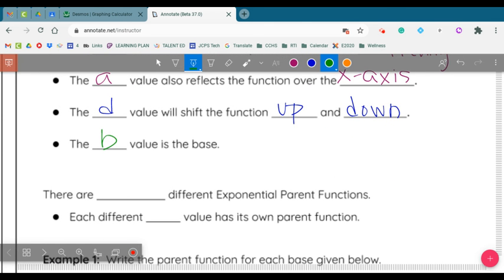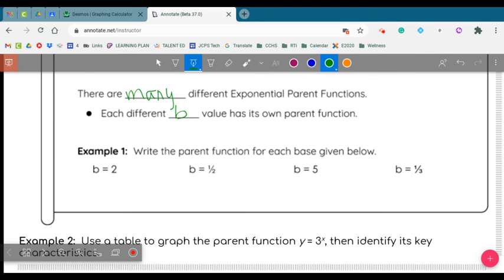So there are many different exponential parent functions. So like quadratic, our parent function is x squared. Well, we're exponential, whatever our base is, each base has a different parent function. So there are many different exponential parent functions. Each different b value has its own parent function. We're going to talk more about that.